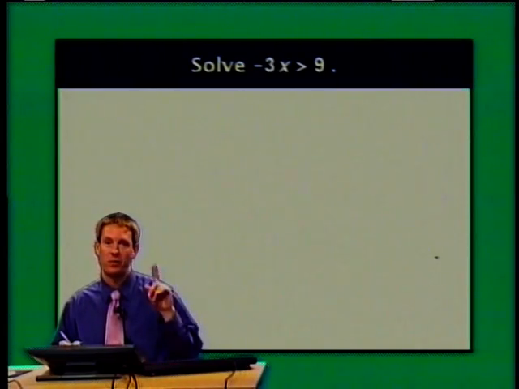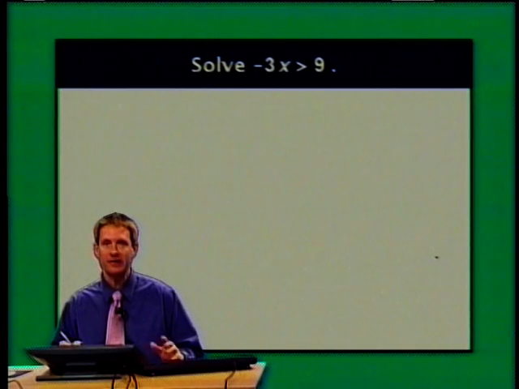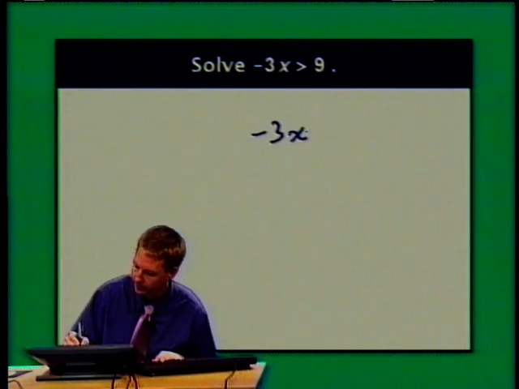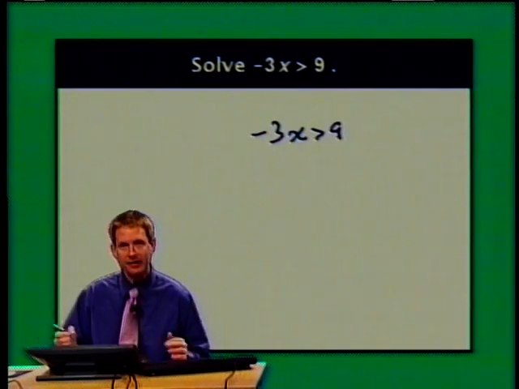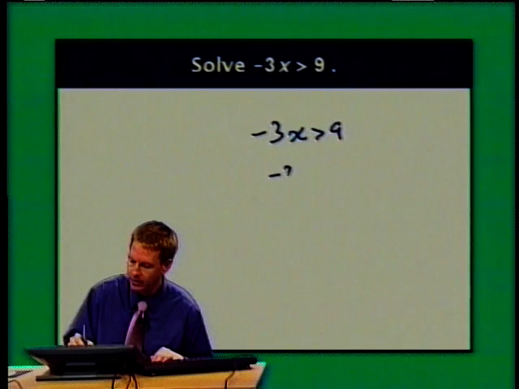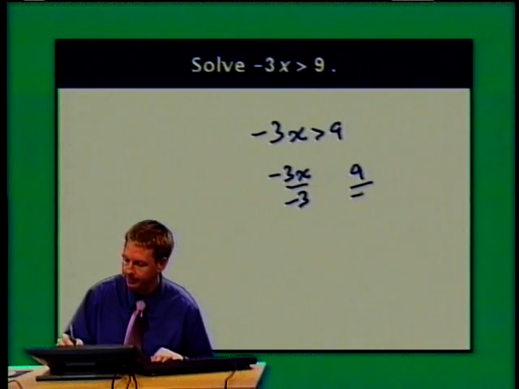I'm going to finish up with one last example. Let's solve minus 3x is greater than 9. To isolate x, the first thing I need to do, it's actually the only thing I need to do, is divide both sides of the inequality by -3.